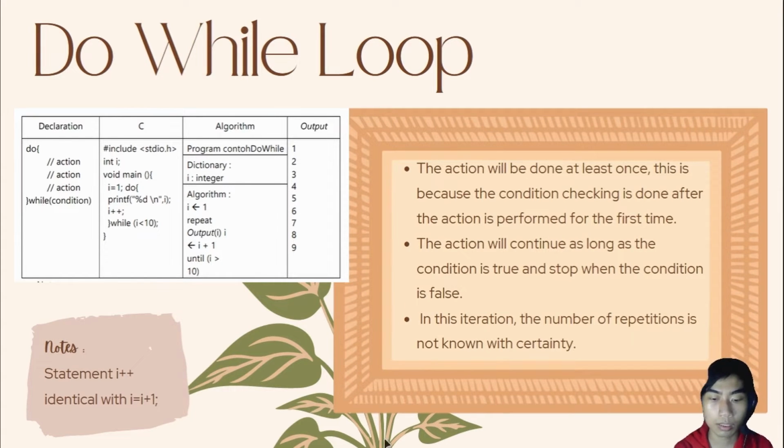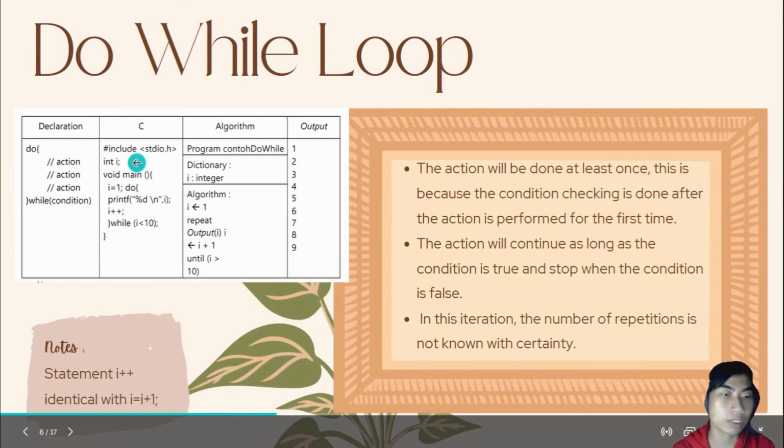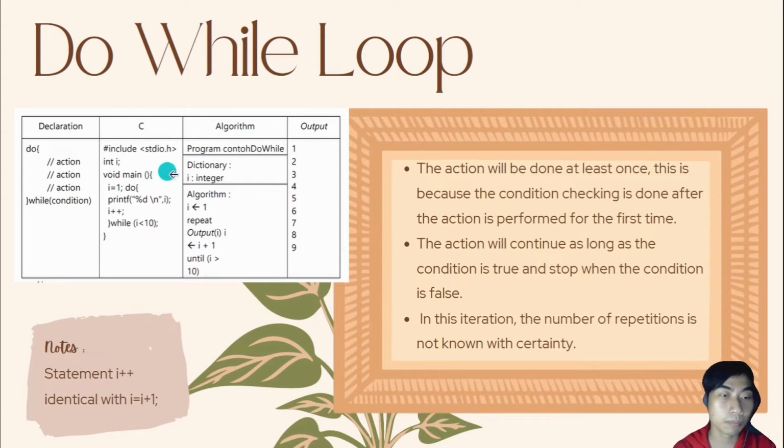Here is the variable declaration of integer I, and then in the main function, the value of I equals 1. Then there is a do while loop here. The action of this do while loop is to print the variable I and then increase it by 1 with this post increment, and the condition of this do while loop is I less than 10.